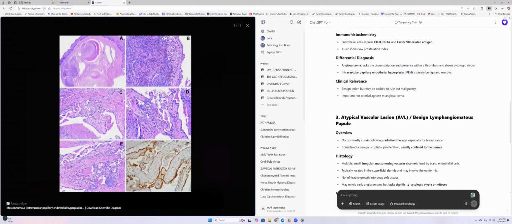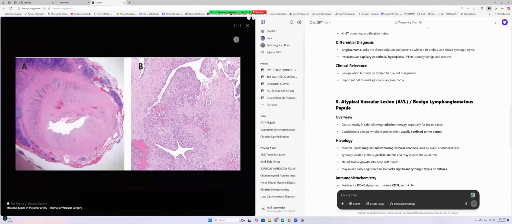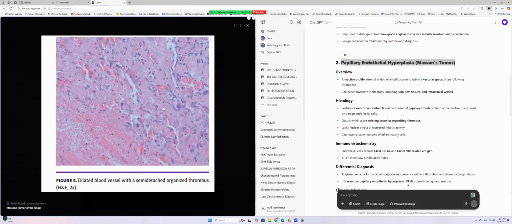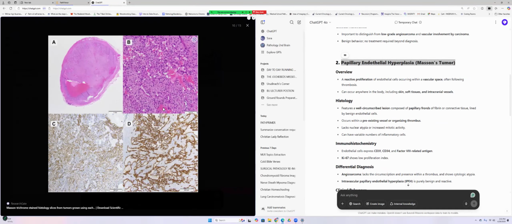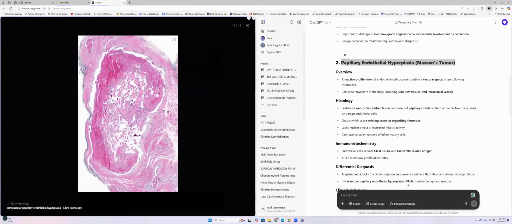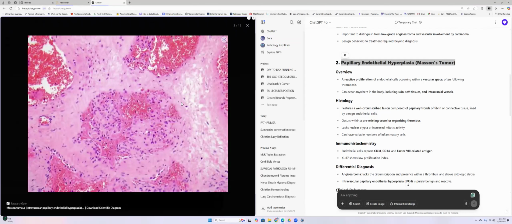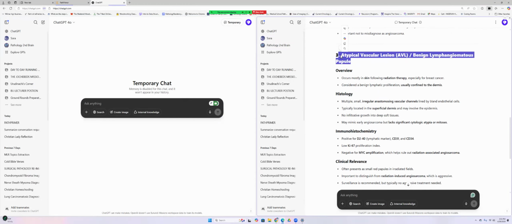These are more pictures. I think we've seen enough pictures already. You can see these papillary fronds of fibrin. What's the name of the entity again? Papillary endothelial hyperplasia. Very good. What's another name for it? Masson's tumor. Then the next one is atypical vascular lesion or benign lymphangiomatous papule.